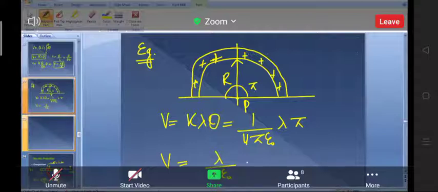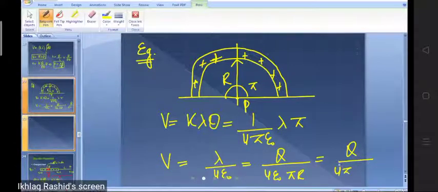So I can write it like this. Or I can write it in terms of charge as well. Lambda is called charge per unit length, so it will be q divided by 4 epsilon naught multiplied by the length, and length is equal to pi r. So I can also write it like this, q divided by 4 pi epsilon naught multiplied by r. Right? So this is the answer, lambda divided by 4 epsilon naught, or this is also the answer, q divided by 4 pi epsilon naught multiplied by r. So this is the electrostatic potential because of a semicircular ring.